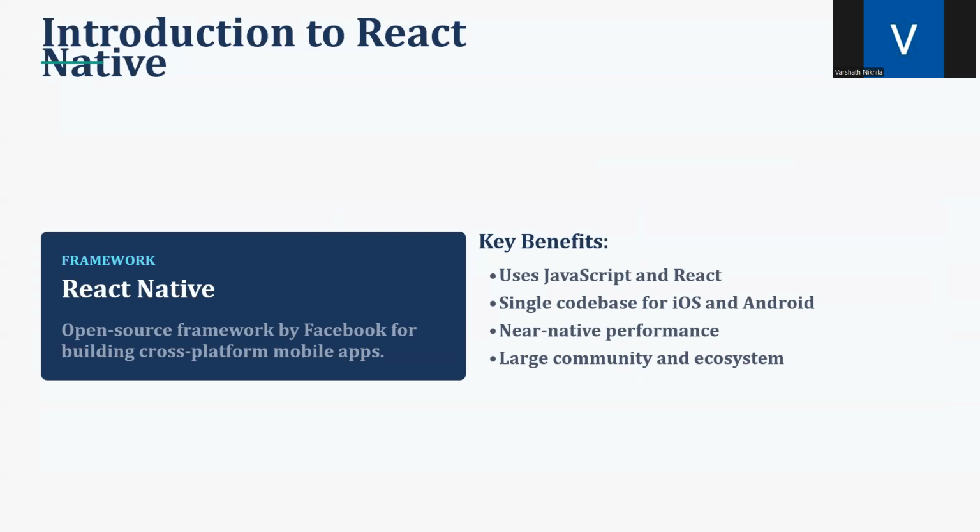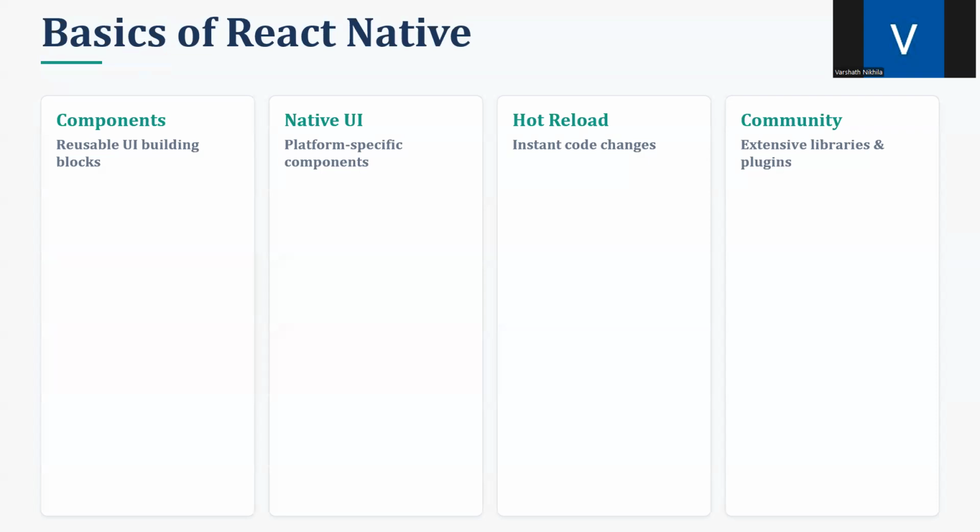Then introduction to React Native. React Native is an open source framework by Facebook for building cross-platform mobile apps. Key benefits: it uses JavaScript and React, single code base for iOS and Android, near native app performance, large community and ecosystem. Basics of React Native: components, we use reusable components, UI components, native UI, hot reload, and community support.